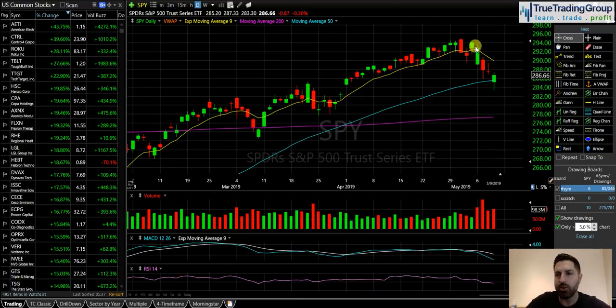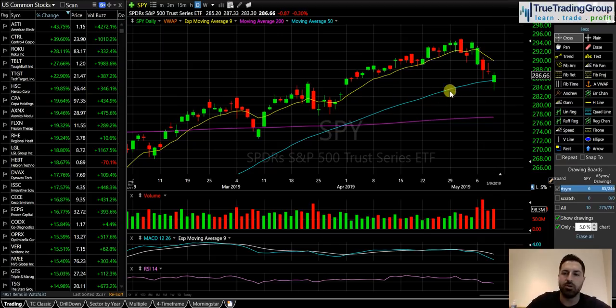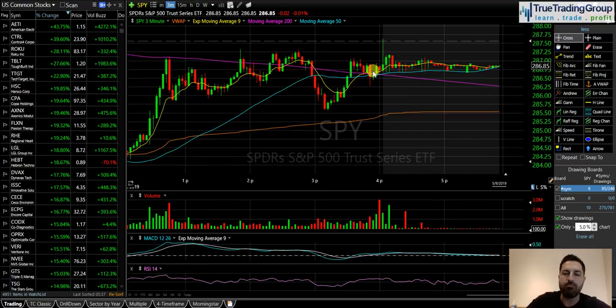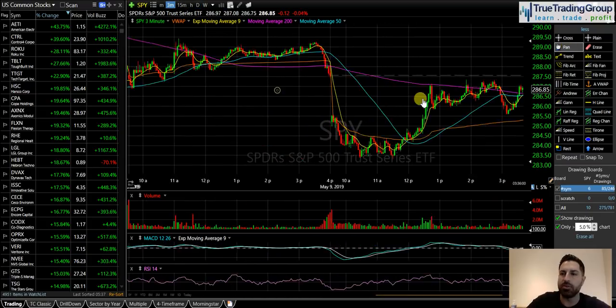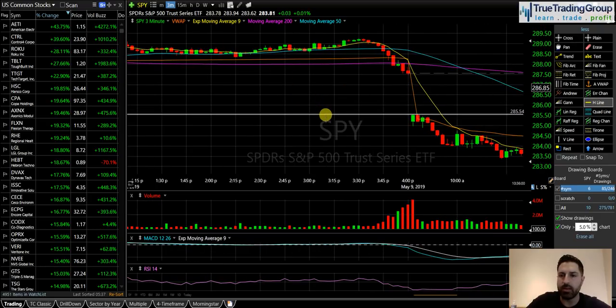So here we are on the daily chart on the SPY. Here's your 50-day moving average, this little teal line you see on my screen at 285.50. Okay, let's go back to now the 3-minute chart. Let's zoom this over. 285.50 is right there.